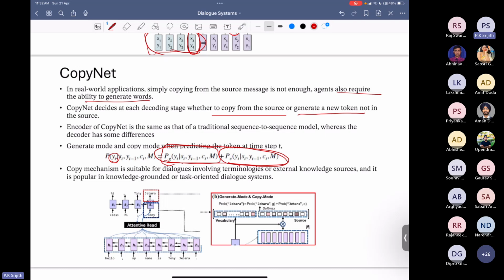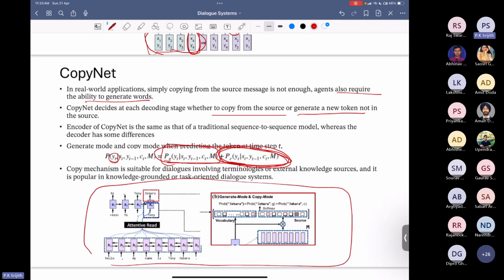The other usefulness of this copying mechanism is that many times when you make use of some external knowledge bases, you just want to copy some sentences from that external knowledge base as they are, without trying to rewrite or generate. So the copying component, which is present in the CopyNet, can be useful in just copying some of the words from the external knowledge base as they are. But if you look at this architecture in general, it is going to be something like this.